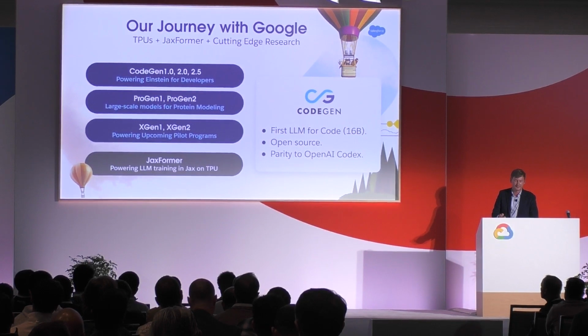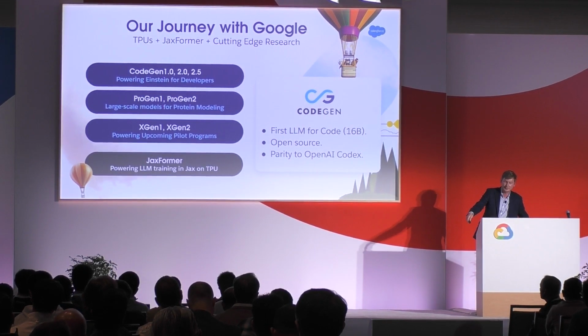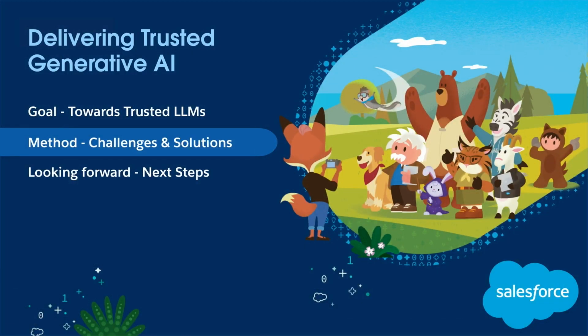So the entire stack of models is trained on JAXFormer on TPUs with a very small team. So how do you achieve this? How can you train all these models if you only have a very small team in generative AI? Let's look at these challenges and solutions quickly.